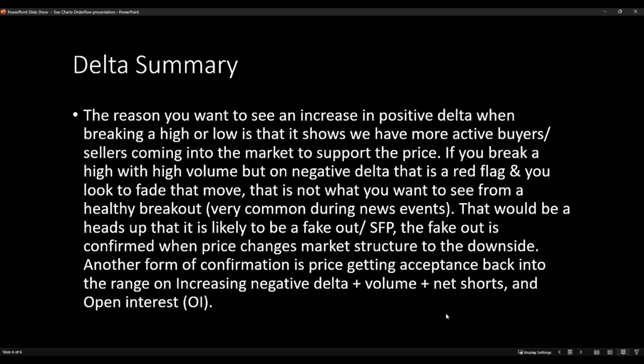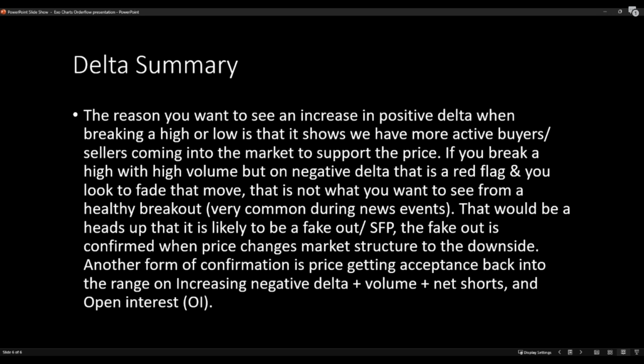All right, so here we go. Here's a summary. The reason you want to see an increase in positive delta when breaking a high or breaking a low is that it shows that we have more active buyers. So if you want to see increasing delta when we're breaking a high, that shows you there are more active buyers coming into this market right now that are supporting this price and supporting the move up. And same thing for the downside. If we're seeing increasing negative delta when breaking a low, it's showing that there are more active sellers coming into the market that are pushing price down.